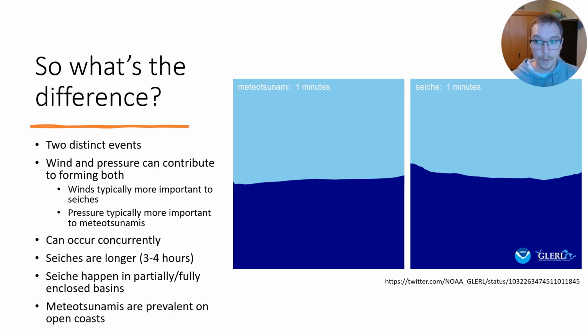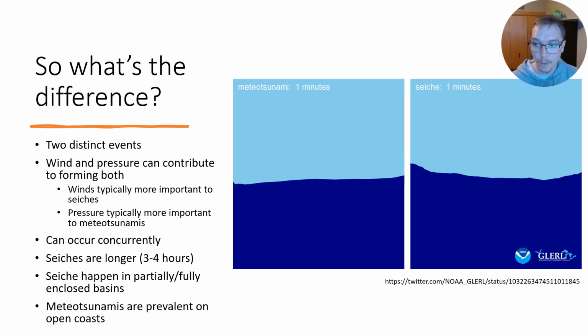Seiches are standing waves with longer periods of water level oscillations that typically exceed 3 or more hours, whereas meteotsunamis are progressive waves limited to the tsunami frequency band of wave periods. They last anywhere from 2 minutes to 2 hours. Seiches are usually limited to partially or fully enclosed basins like Lake Erie, like we just saw. Meteotsunamis can occur in these types of basins, but are also prevalent along the open coast. A single meteotsunami can travel long distances and influence a very large range of the coastline.